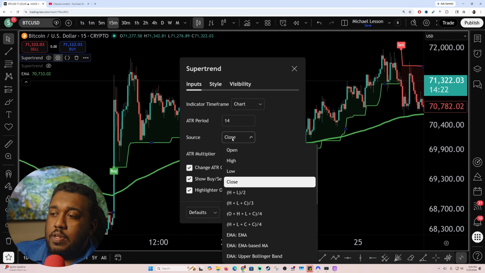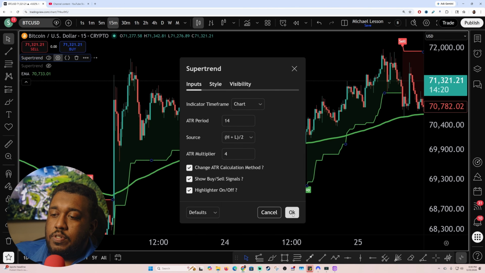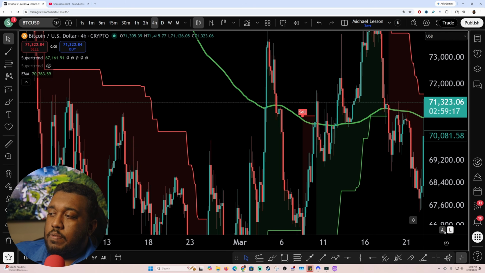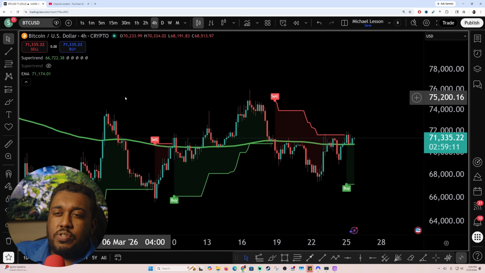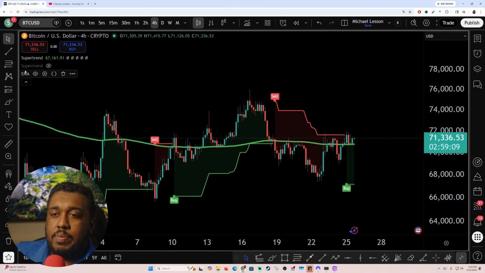Now, for this one, instead of close, go back to high, low 2. And then from there, go to the 4 hour chart. And you can see how this would work out right here. You don't need the 200 as much once you start getting into the swing aspect of trading. So I'm going to take it off.